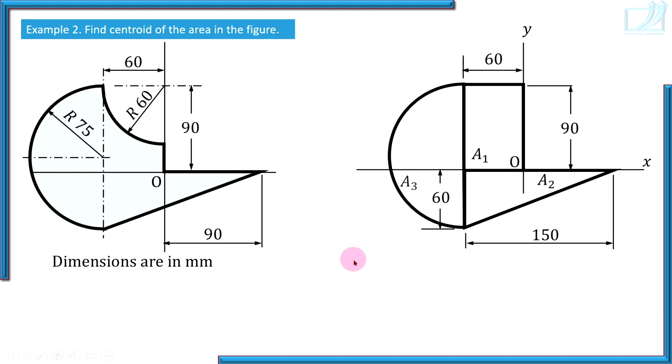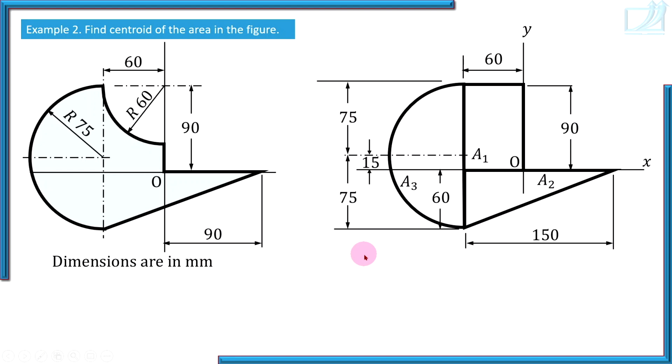Now the third area is the semicircle. Always draw the axis of symmetry of the semicircle. Don't forget, always. And insert the radius along straight edges. Parallel to straight edges, you should insert the radius. Develop the habit of inserting the radius along the straight edge. If it is a quarter circular area, in that case also insert the radius along straight edges. And this is area A3. I have labeled it here. This distance is 15, 90 minus 75.